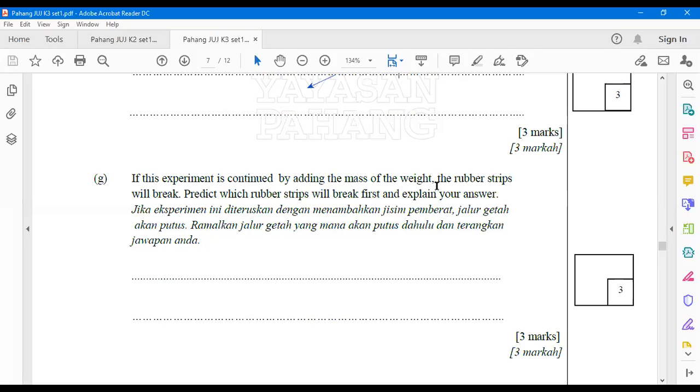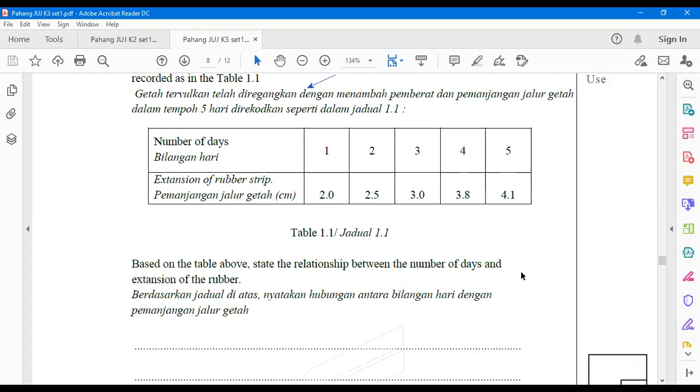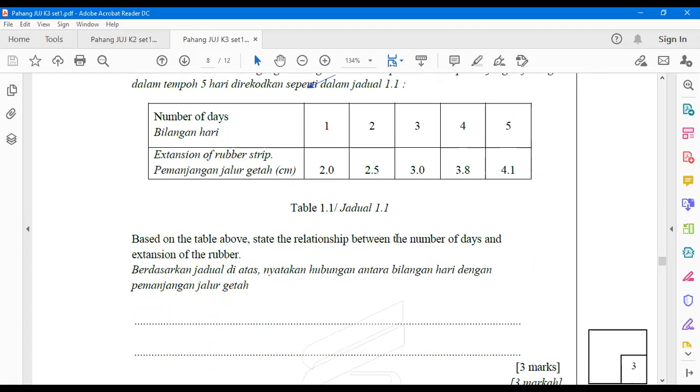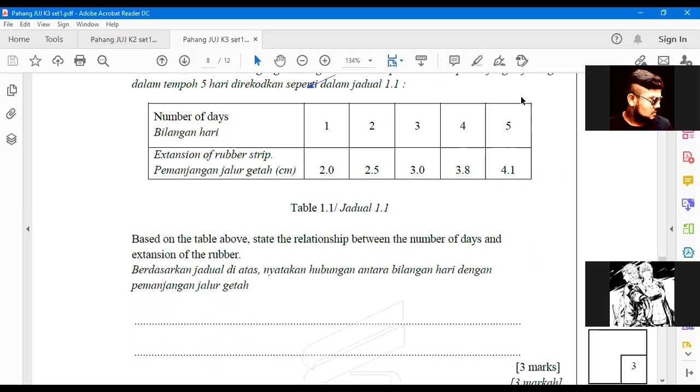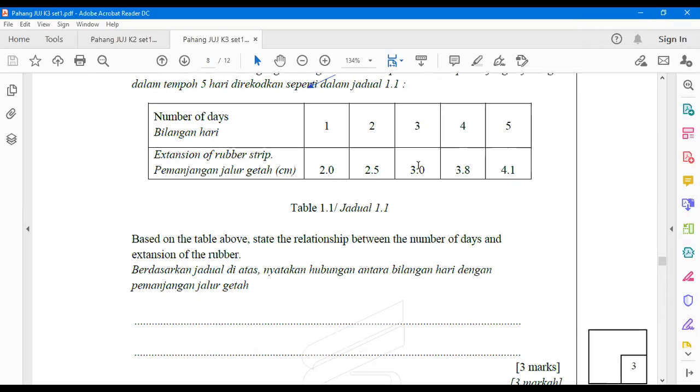Now, next part. The natural rubber is stretched by adding weights and the extension of the rubber strip within 5 days is recorded, day 1 to day 5. You see the extension is getting longer and longer. Based on the table, state the relationship between the number of days and extension of the rubber. Avi, can you tell us your answer? Teacher, when the number of days increases, the extension of rubber strip also increases.